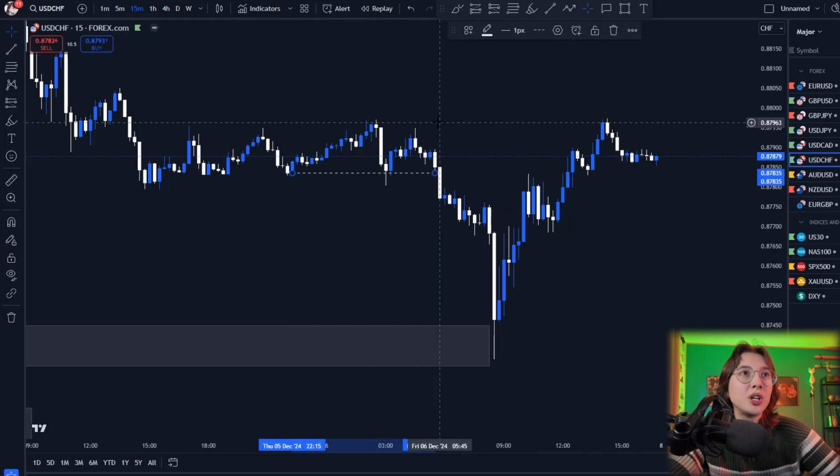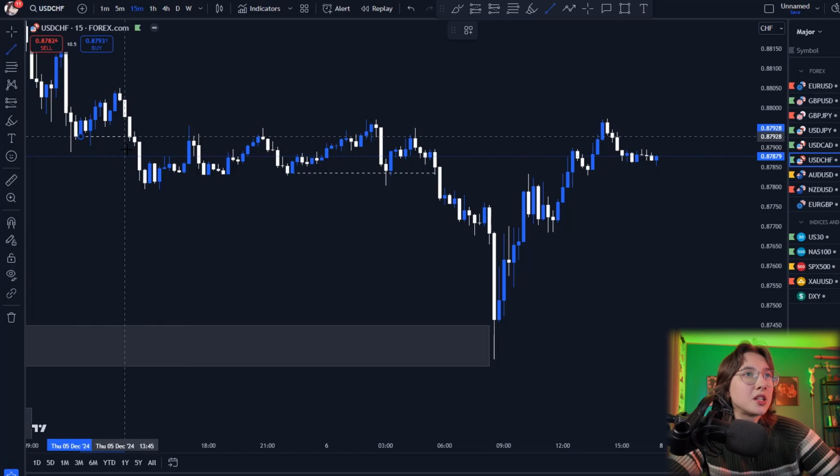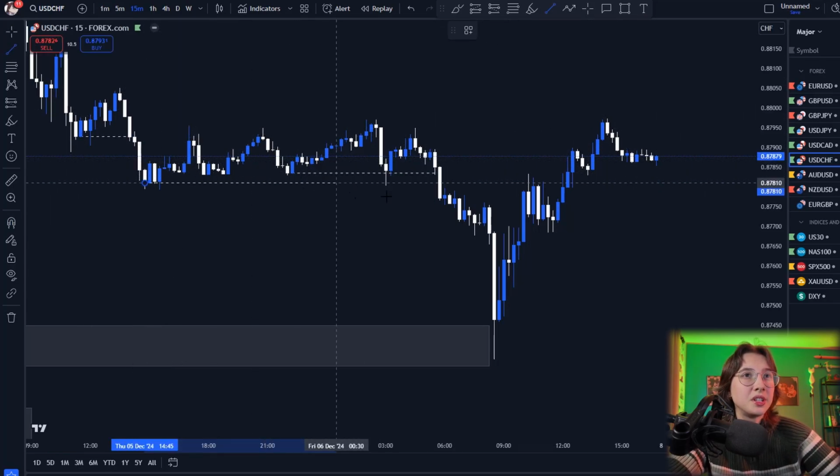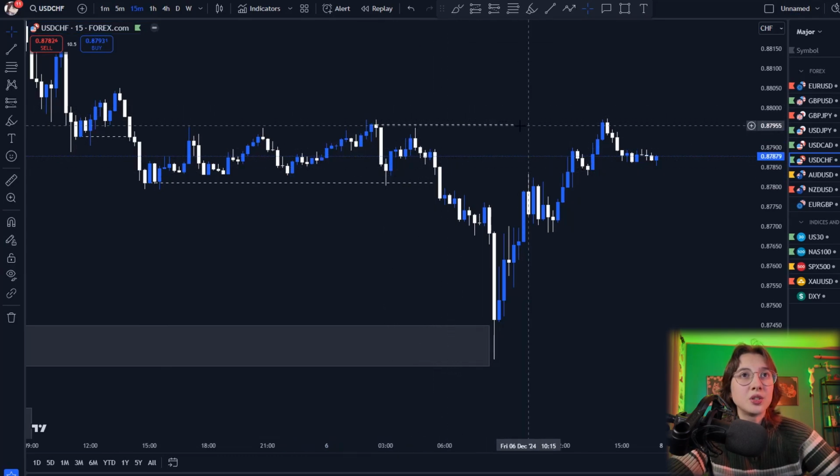So this is the last break to the downside. Or wait, nope. This is the last break to the downside. Here though, it was never a valid retracement. So this is the last break to the downside basically. And this is the high that we need to break.